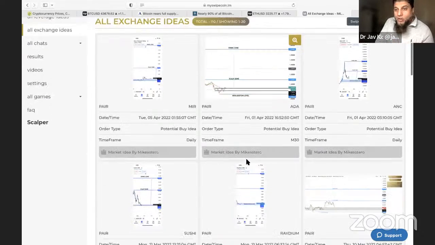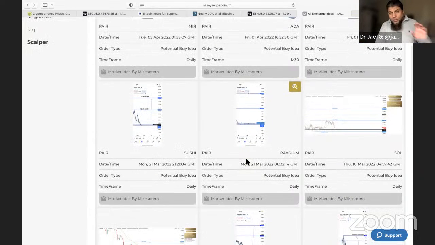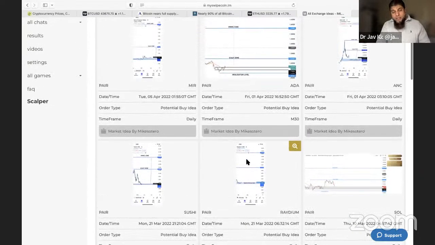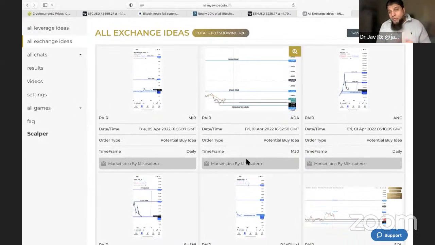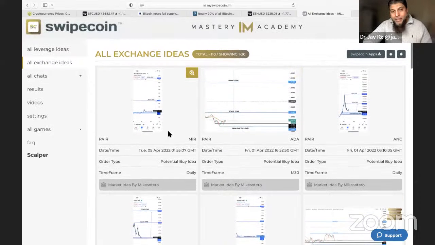This is actually the back office of one of our training arms. And this is particularly for cryptocurrencies. We do have similar back offices for foreign exchange trading as well, and also high frequency trading, which is another form of trading. But here you can see that we've given you trading ideas or alerts. So we have MIR here. This information was given out on the 5th of April, and it's a buy idea, which means you buy into that particular currency pair, or even currency.